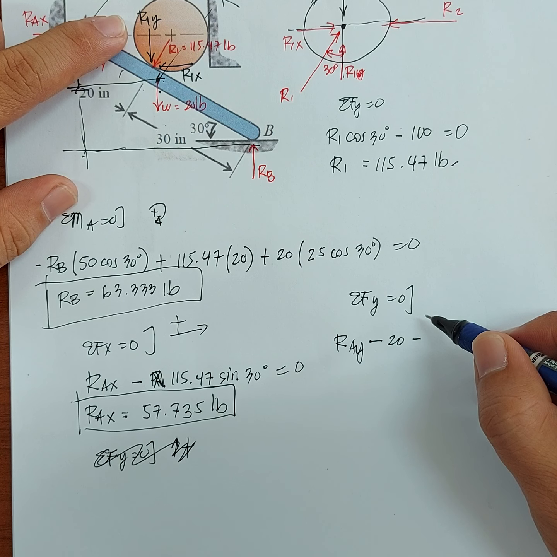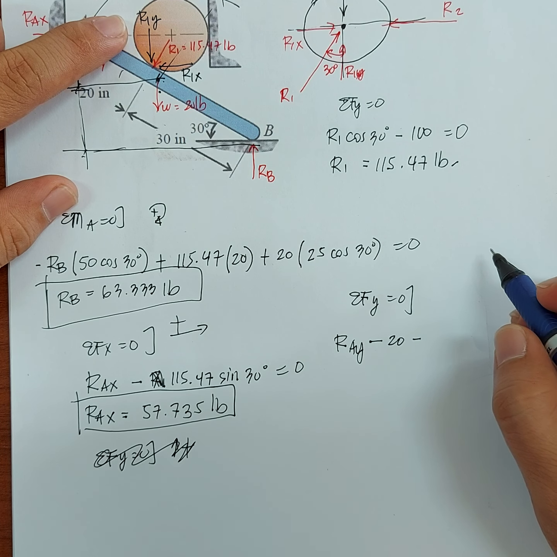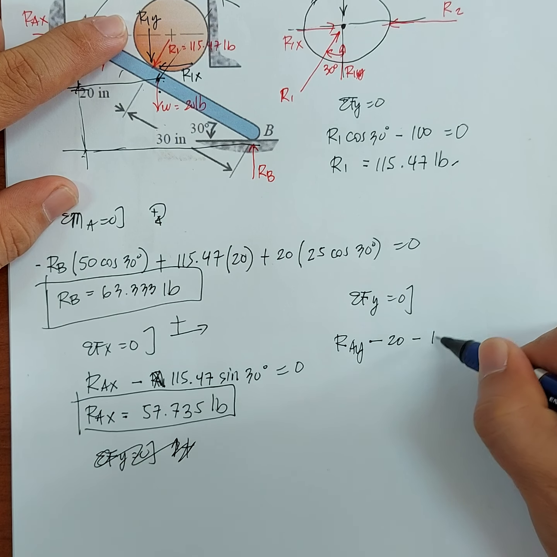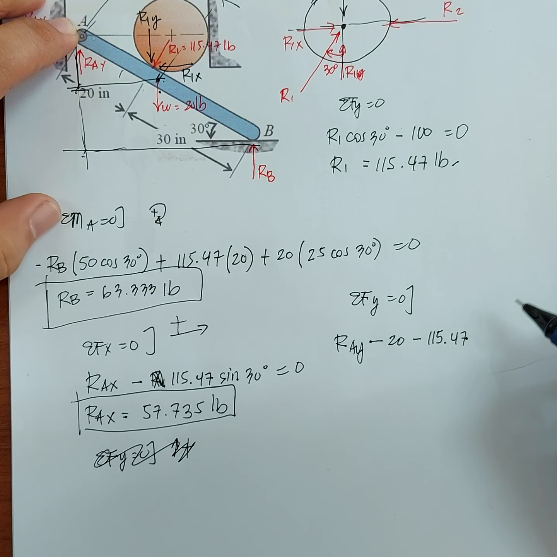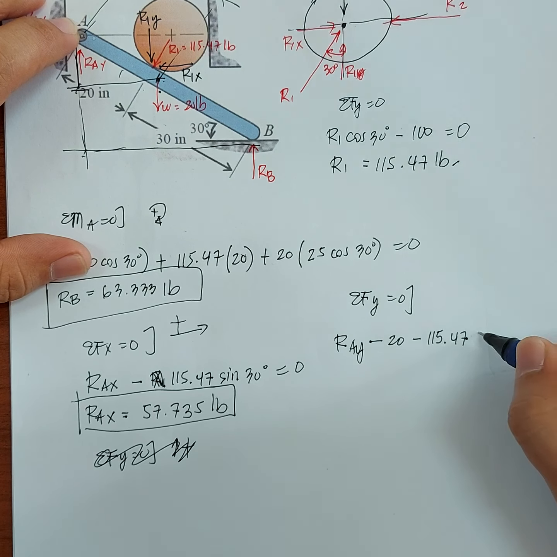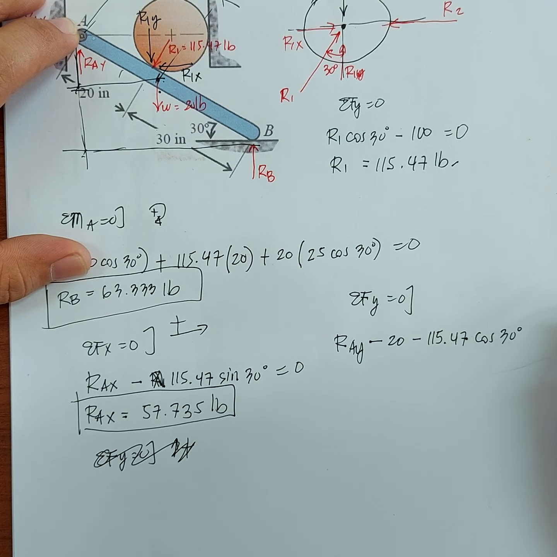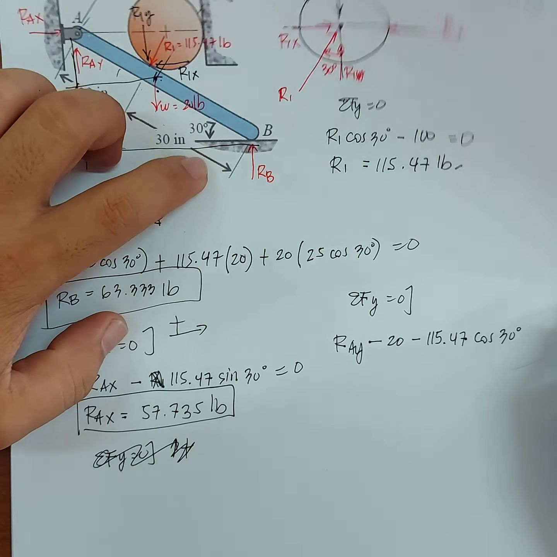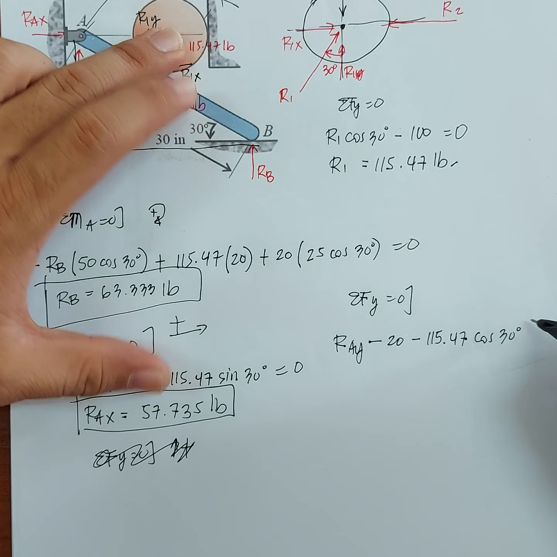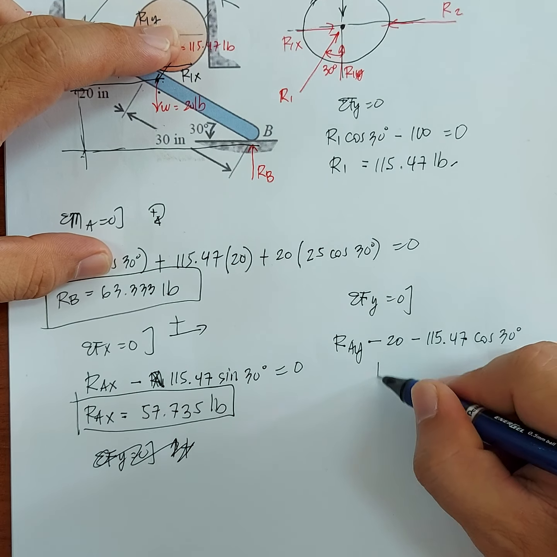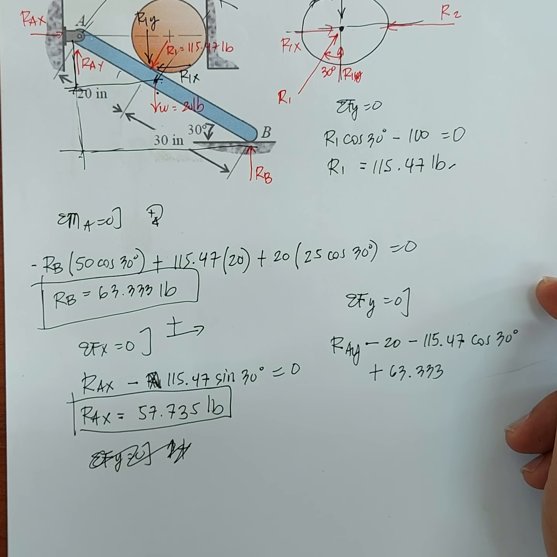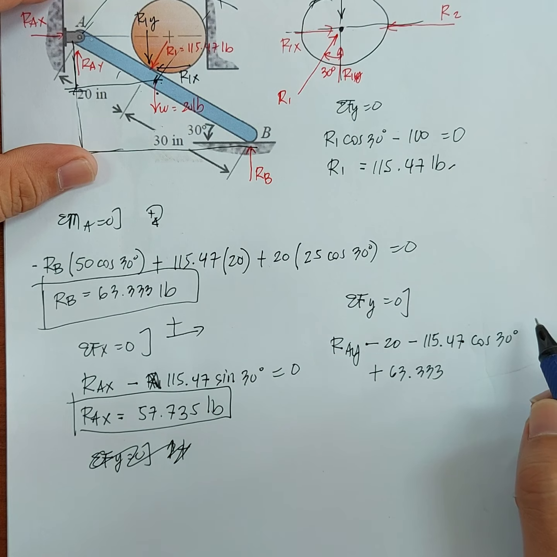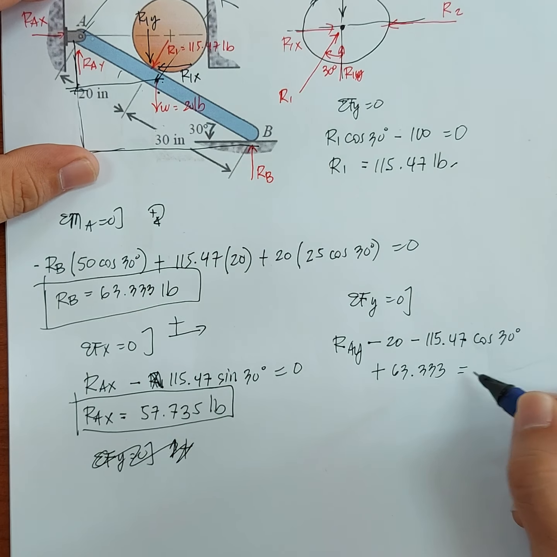R1Y, that is 115.47. Okay. Cosine ba yun? Tama. Cosine of 30 degrees. Ano pa ba? Yung RB. Don't forget yung RB na upwards. Plus RB, which is 63.333. Other vertical forces, I think we have already included all vertical forces. So we equate this one to 0.